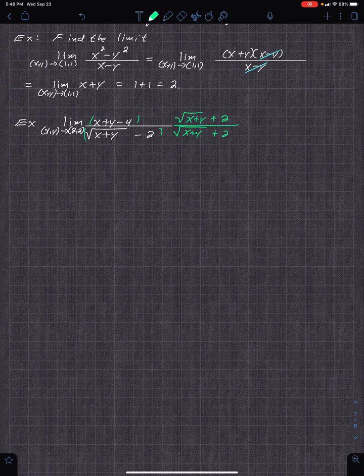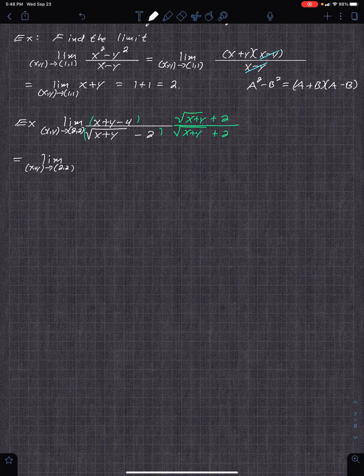So the numerator you've got to work out. The denominator product is what you'd expect. It's a difference of squares. You're going to be factoring into a difference of squares. That's always how the product works when you do the conjugate, so we're using that. So when you multiply this out, we're going to come back over here. That's the limit as (x, y) approaches (2, 2).